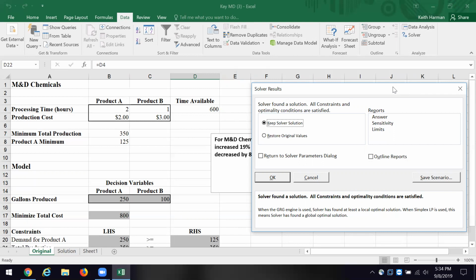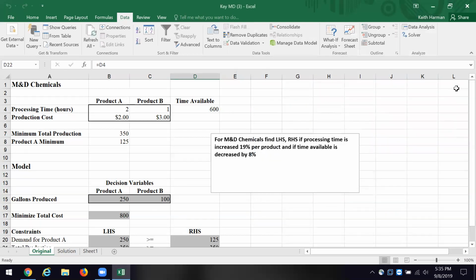Okay, and the minimum total cost is 800. Now I'm going to go ahead and get the answer report for the original. I can do that, and then get the sensitivity report for the original. If I want those reports, I just click on here and generate them. I'm not that interested in these. I'm just interested in, okay, here's the assignment.